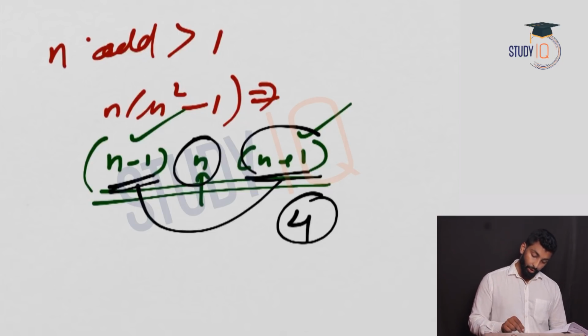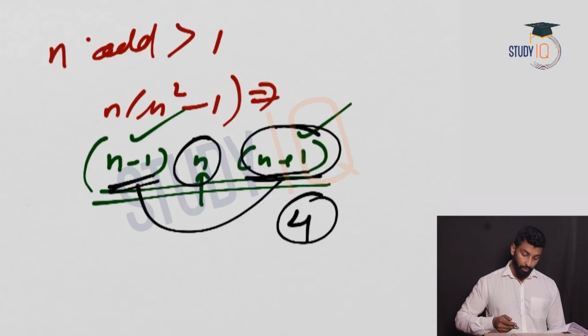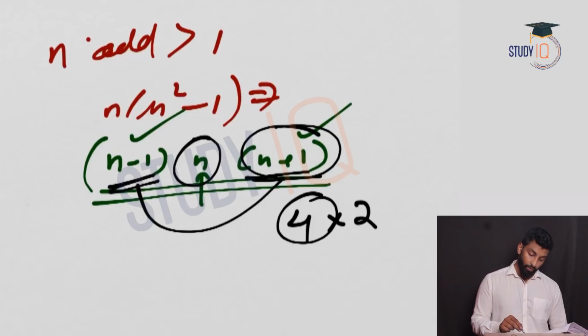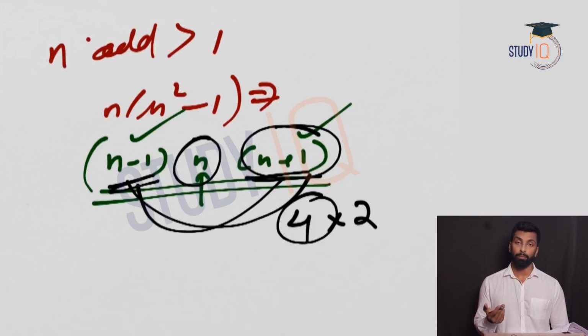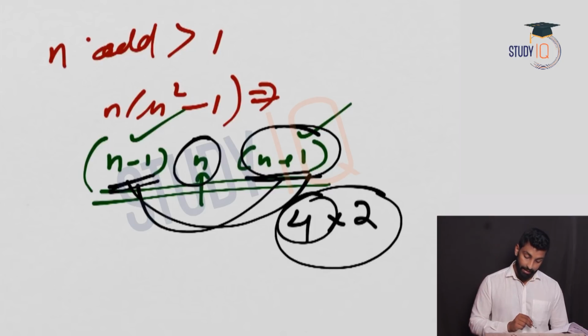So two even numbers are there. One is a multiple of 4, and one is an even number, so it is a multiple of 2. So this number is divisible by 8 always, because one will be definitely a multiple of 4 and one is an even number, so it must be divisible by 8 always, right?